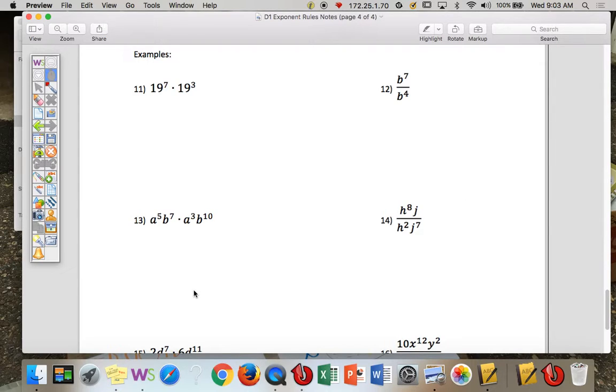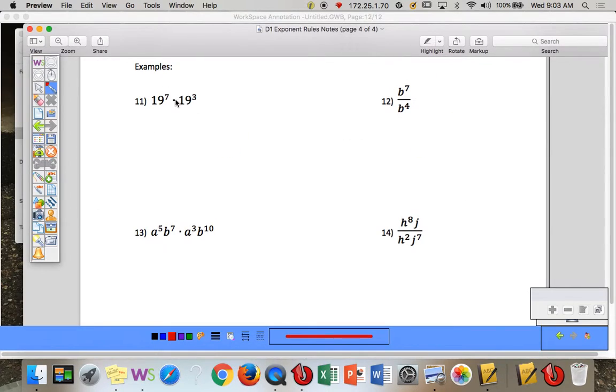Okay, so now let's use those 3 rules we looked at today, quotient, product, and the flippy rule, and simplify. So here the base is 19. They're being multiplied. We're going to add the exponents. Here, think about canceling. If you have 7 b's on top and 4 on bottom, when you cancel, how many are left and where? There's 3 b's on the top, or 7 minus 4 is 3.